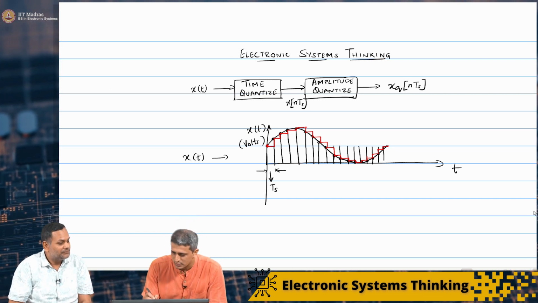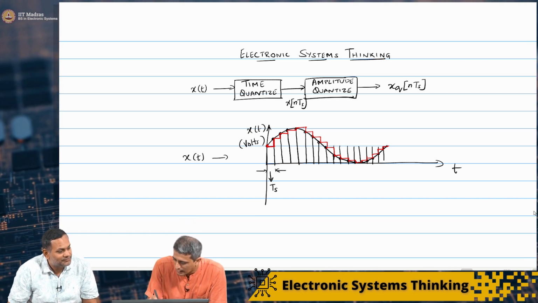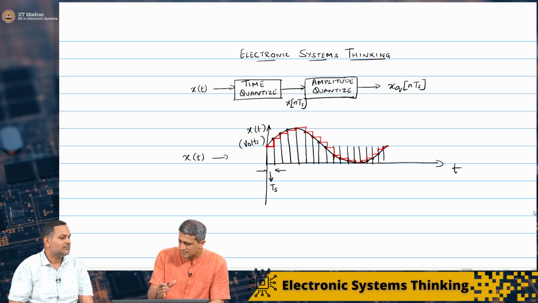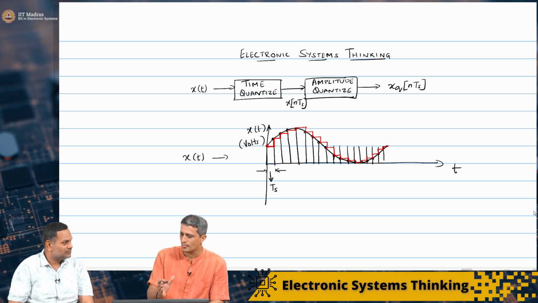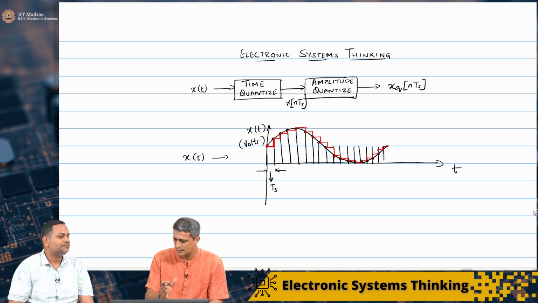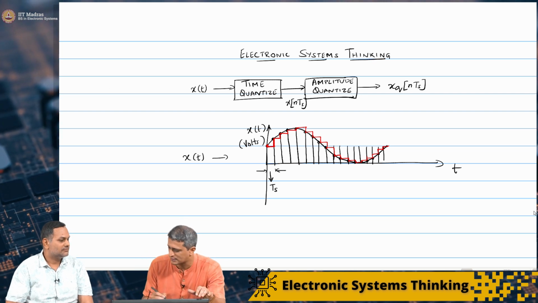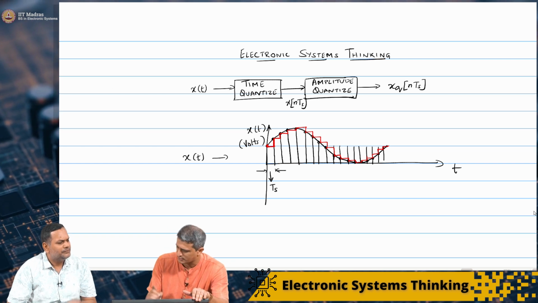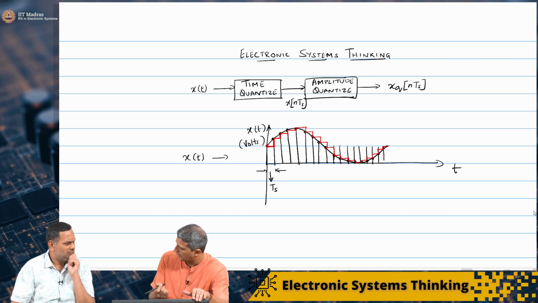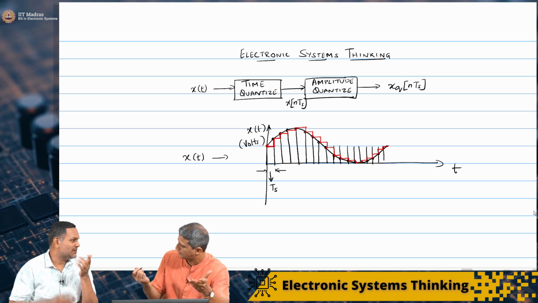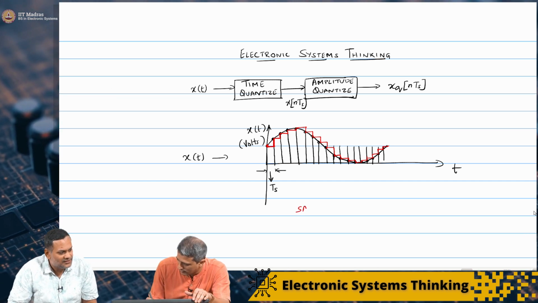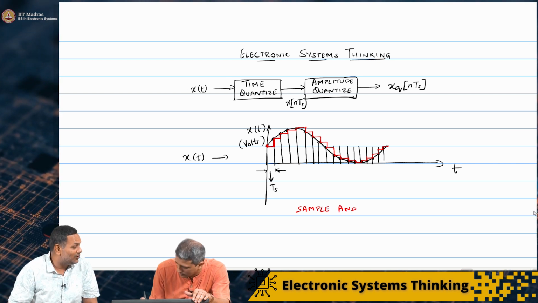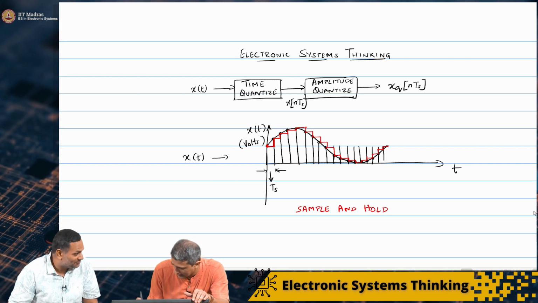So in some sense, we are now going to see how we can create this red version of x of t. The red signal is an approximation to x of t, but it is close enough, assuming that the sampling rate is fast enough. What could we call this signal? We are sampling and then holding it for some time. So can we just call it a sample and hold? Yes. So the circuit that builds this waveform will be called a sample and hold circuit.